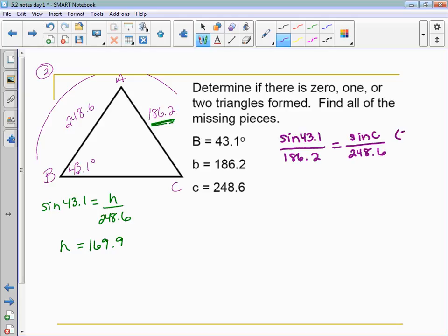Okay, so you multiply by 248.6. And you're going to get a decimal when you do this. What do you do with that decimal? Store it. You don't have to store this just yet. How do I find the angle? What do you have to use on your calculator? Inverse sine. So remember, this is where you're going to do inverse sine of that answer that you get.